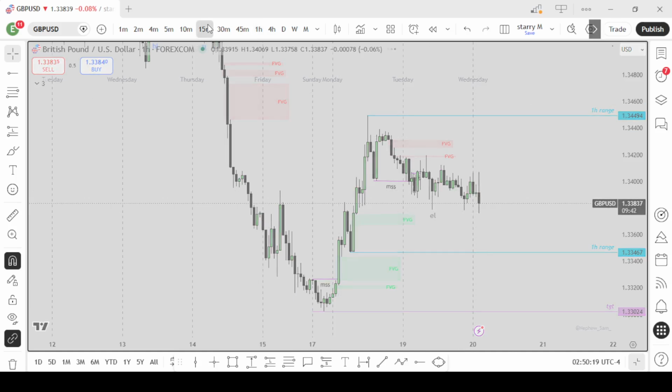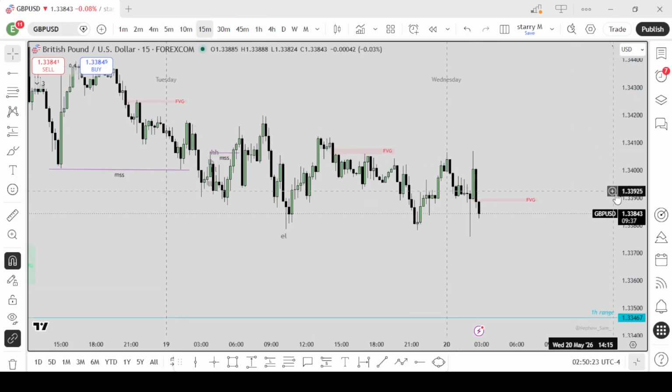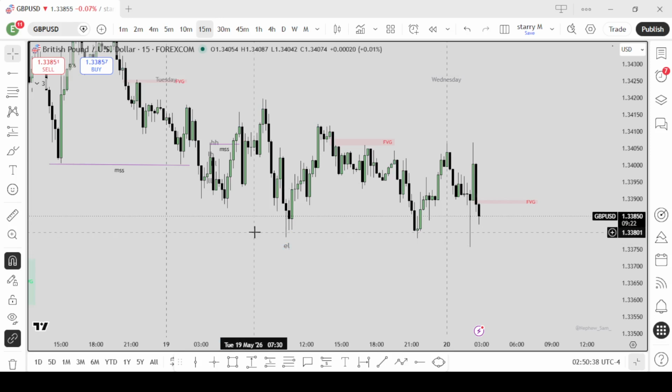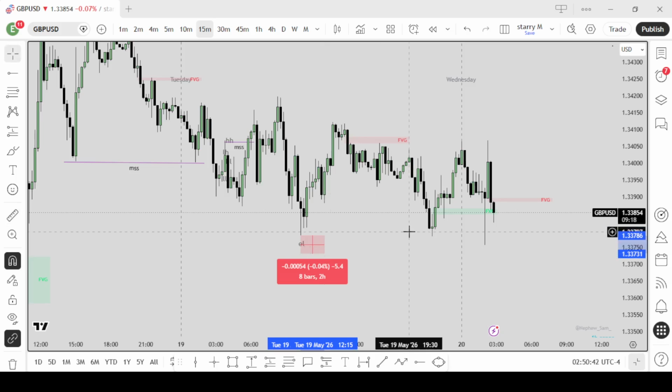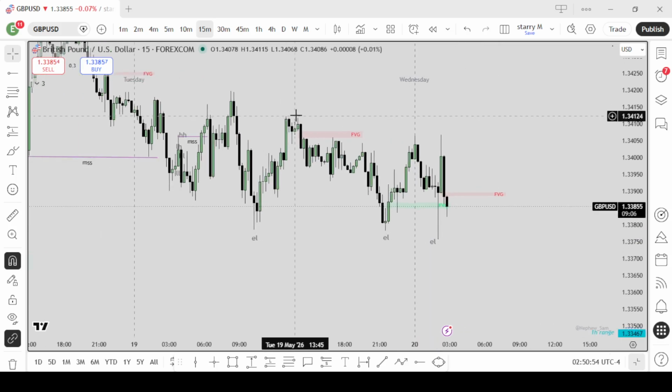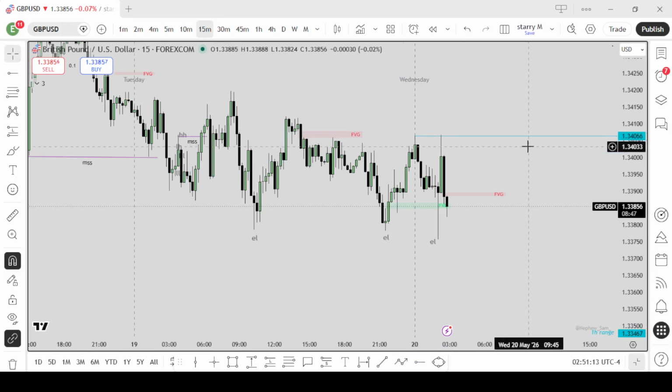So we need to go on the 15 minutes and see then how the structure is mapping out. So I can just, okay, wait, no, yes, here and here, these are all equal lows, but you see we are making lower highs, lower high. This one, I think this is also an equal high. Wait a minute. Yes, this is also an equal high.